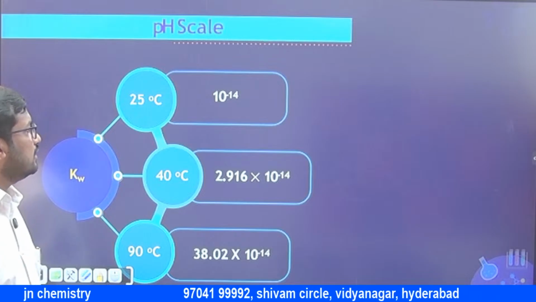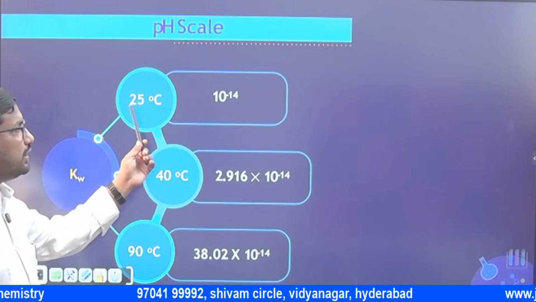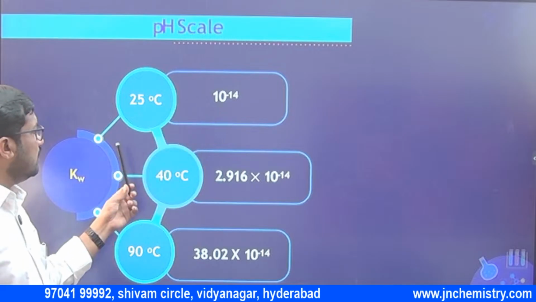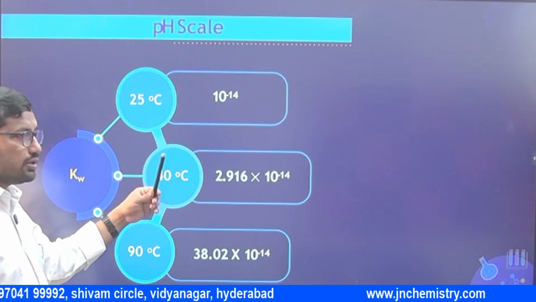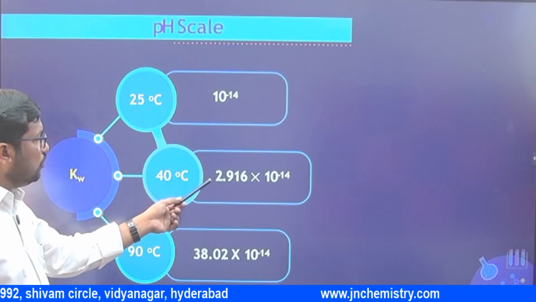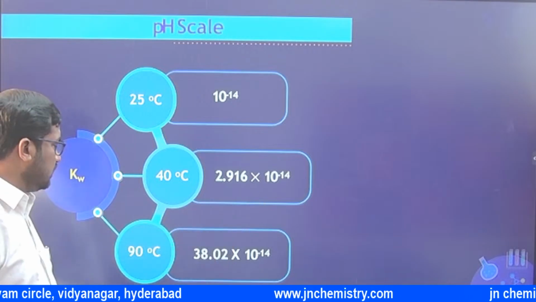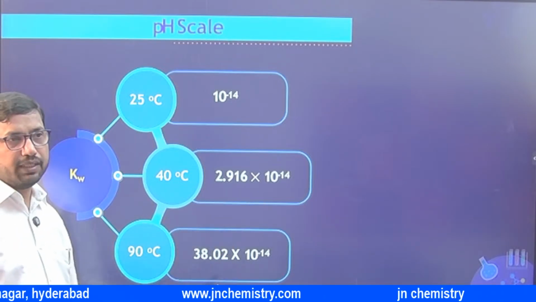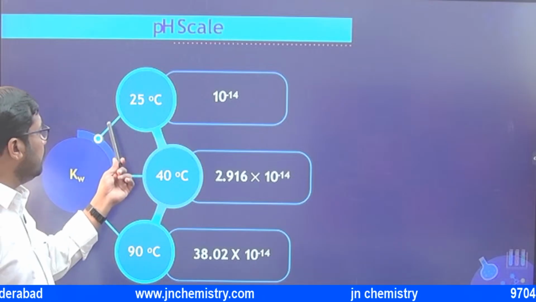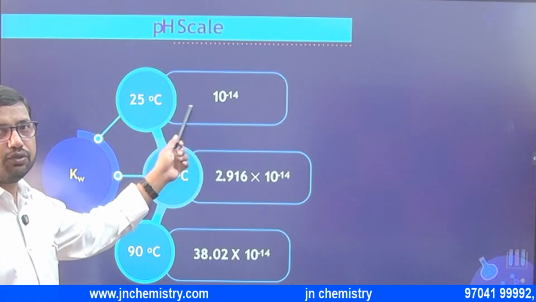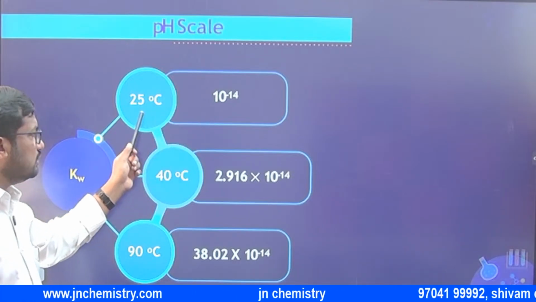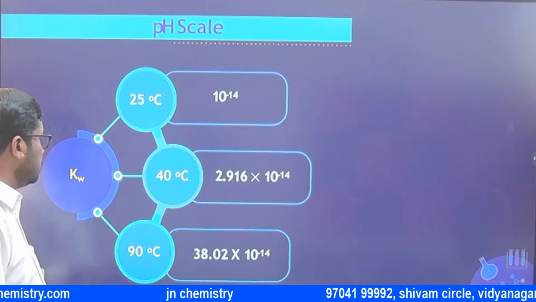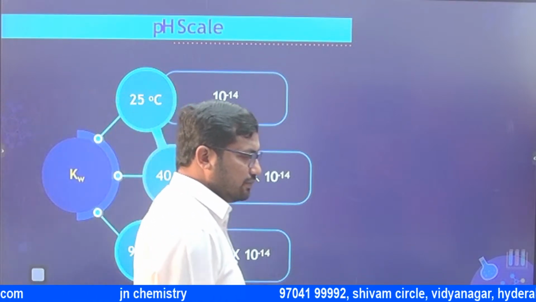So for the pH scale, Kw value at 25 degrees centigrade, I told you, is 10 to the power of minus 14. At 40 degrees centigrade the value keeps on changing: 2.9 into 10 to the power of minus 14. At 90 degrees centigrade, 38.02 into 10 to the power of minus 14. Generally we take 25 degrees centigrade as the standard value. If the temperature changes, Kw also changes. Write down these values.